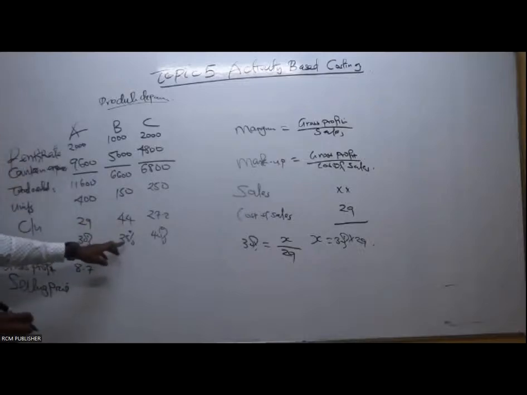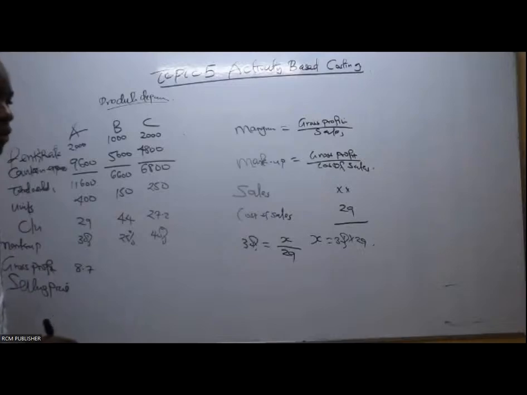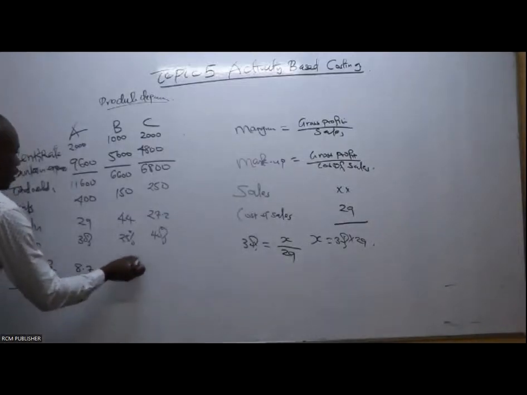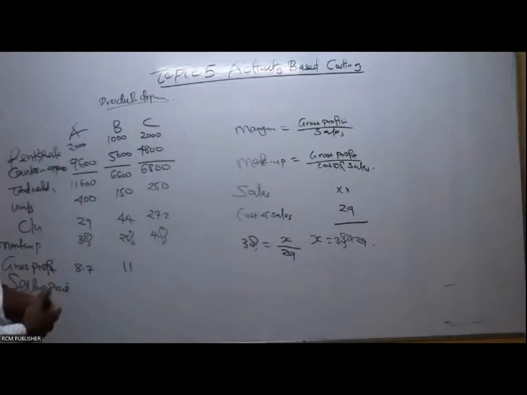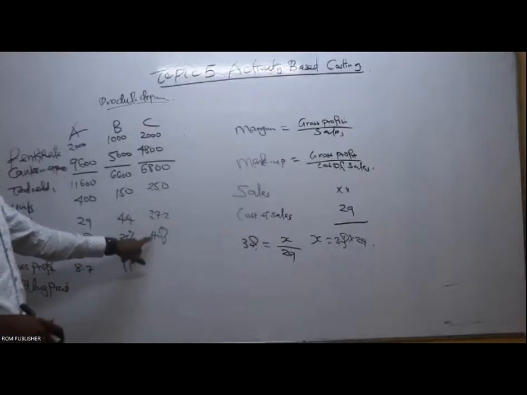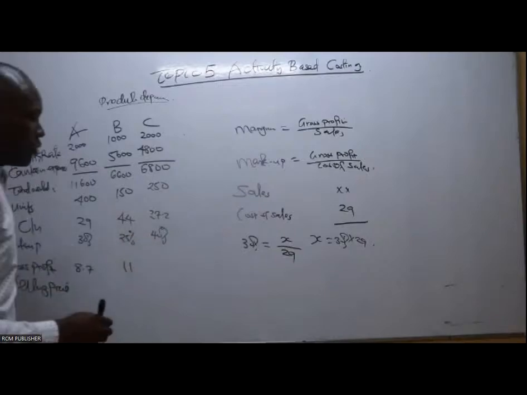Then 25% by 44, that is 11. How about 27.2 by 40? 27.2 by 40 gives 10.88.